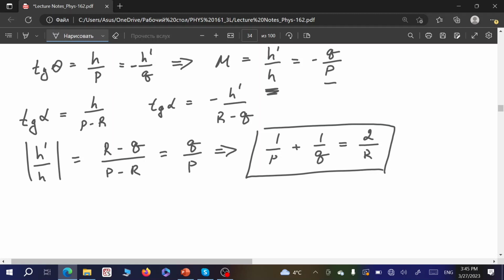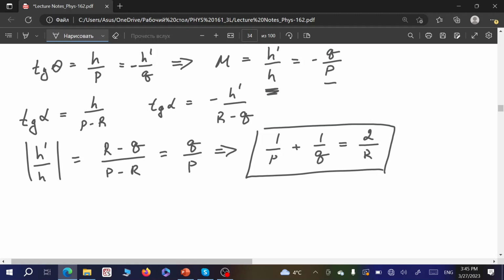Yes? Should we put minus when we have q over p? No, we consider here the absolute value, so we don't need the minus. Here we just want to know the absolute value.